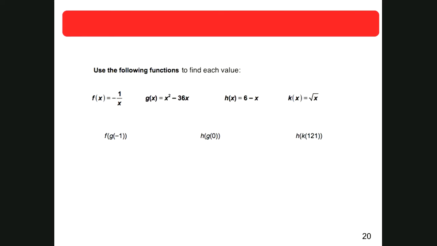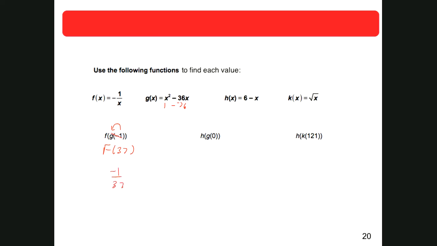Now, if there's numbers instead of a variable like an x, now they're looking for a value. And I think these are a little bit easier. So this is saying, hey, put -1 into the g function. So the g function's right here. If I put -1 here, -1 squared is 1, minus a -36. So that's going to be 37. So this is going to be f of 37 now. Well, this is saying, hey, put 37 into the f function. Well, that's -1 over 37 then.